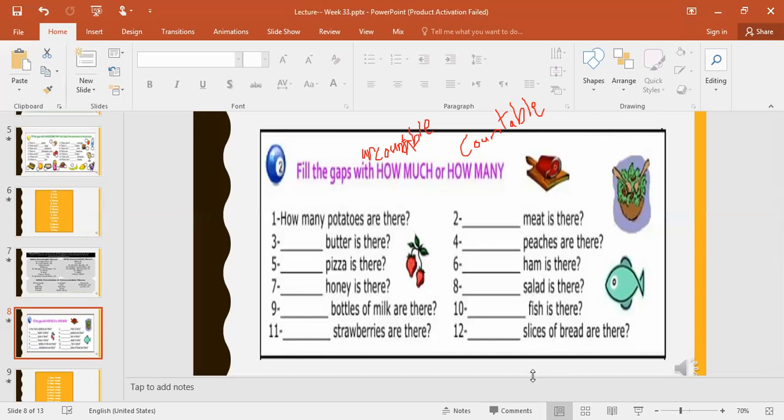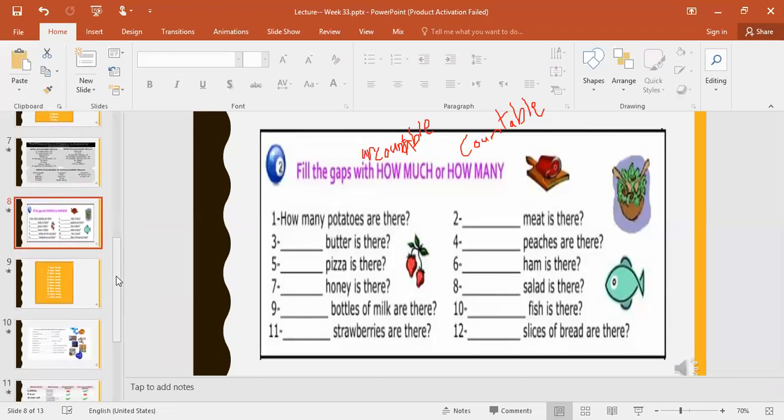But the last one: how many slices of bread are there? How many slices of bread are there? Because it's countable. Didn't we say slices, just like bottles of milk? Okay?